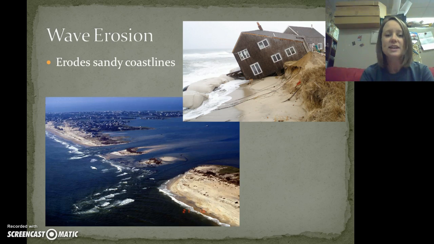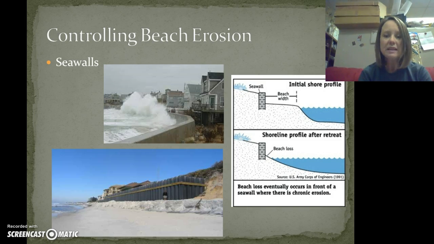On sandy coastlines, we also see wave erosion, where the waves are going to pick up the grains of sand and carry them off. Here you can see how erosion has occurred through a barrier island and has cut open and created an inlet. And here you can see how sand has washed away, which has caused this house to collapse. Now there are things that we can do to control beach erosion.